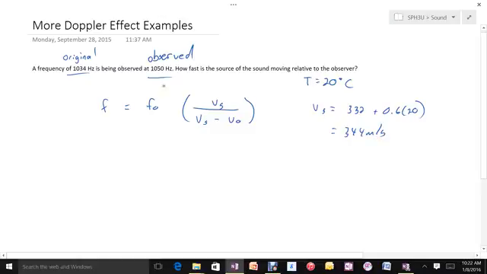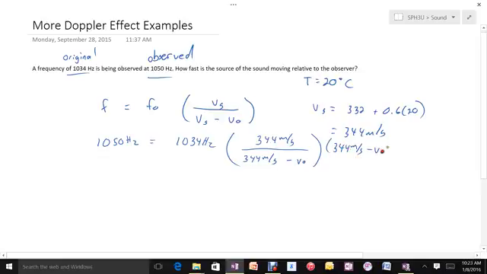With that in hand, let's plug these in. The observed frequency is 1050 hertz. The original was 1034 hertz. So now we're going to solve for the velocity of the object here. I'm going to multiply both sides by this binomial. That'll clear it from this side, and it'll come up here.